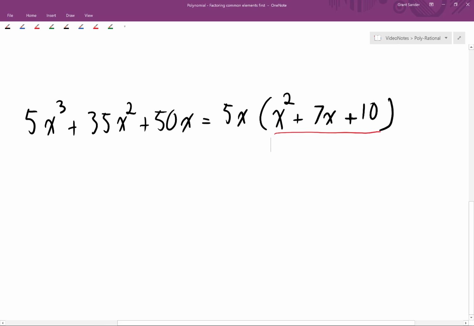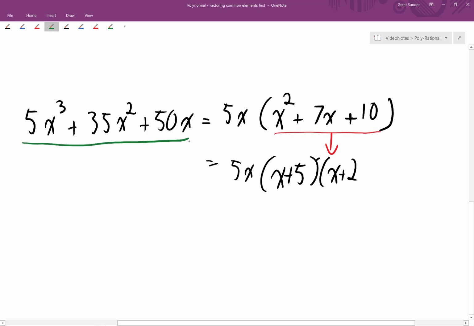So we can rewrite this as x plus 5 times x plus 2, and we need to make sure to put our 5x in there. So 5x cubed plus 35x squared plus 50x, our original polynomial expression, can be rewritten in factored form as 5x times x plus 5 times x plus 2. So factoring out that 5x at the beginning makes our life a little easier when we try to write this in factored form.